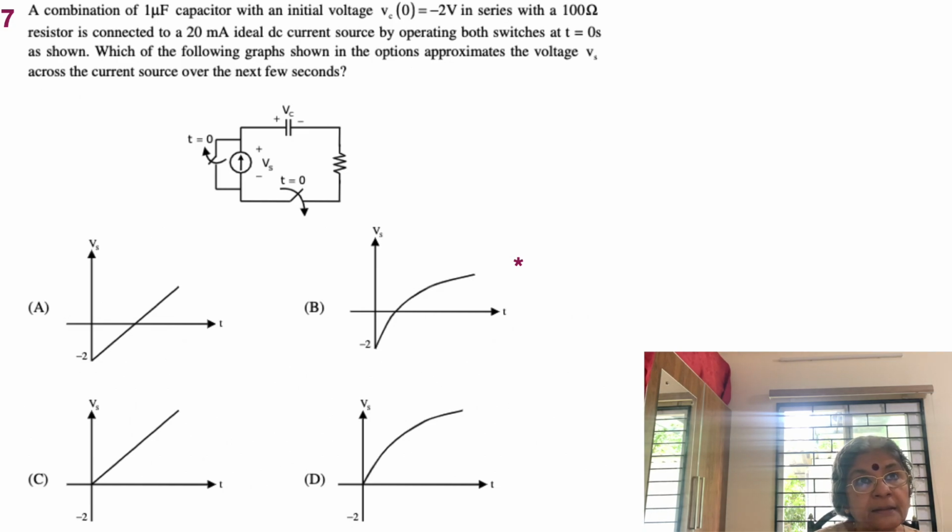Moreover, the current source is now going to charge the capacitor in the positive direction, as is shown. Earlier it was minus 2 volts. So this minus 2 volts is now going to discharge through the available circuit, and added to it, the current source is going to charge the capacitor to plus 2 volts, and all these things happen only exponentially. So option B is right.